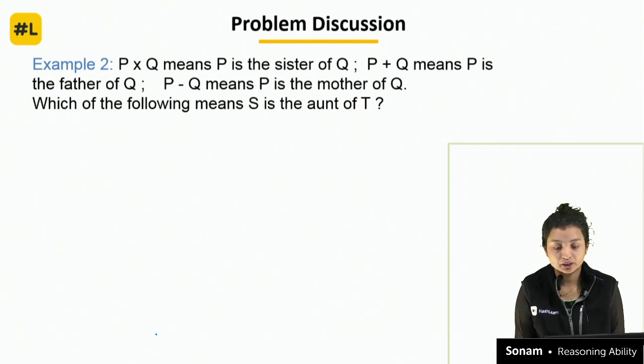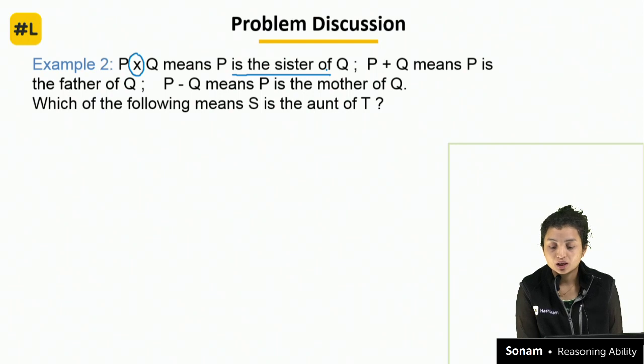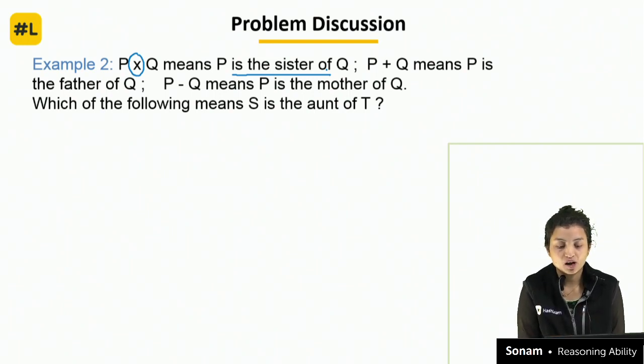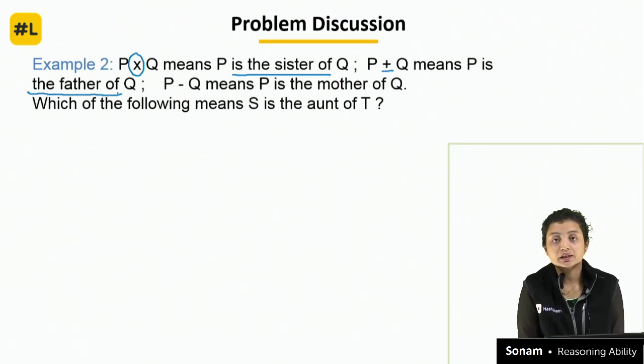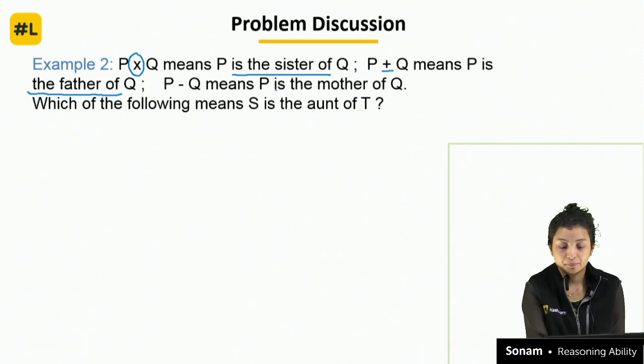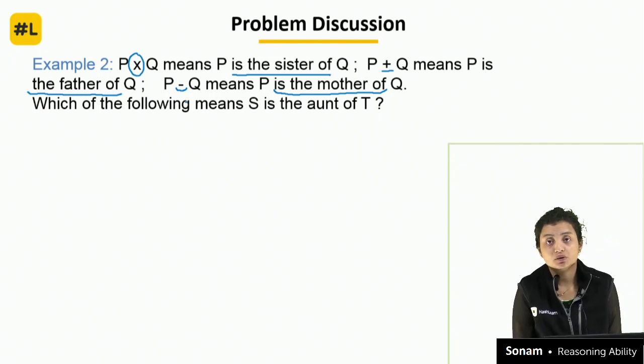P into Q means P is sister of Q. So multiplication means sister of. Okay. P plus Q means P is father of Q. So plus means father of. P minus Q means P is mother of Q. So minus means mother of. Which of the following means S is aunt of T?